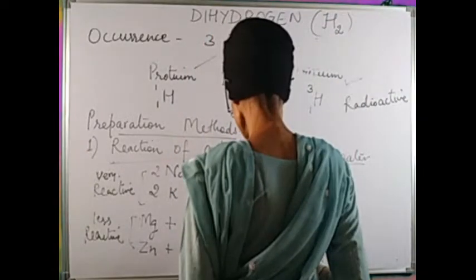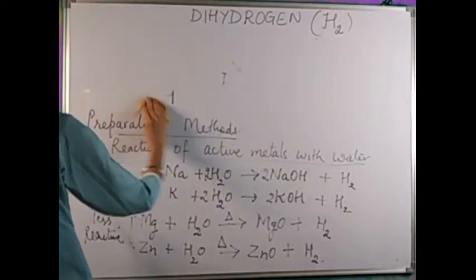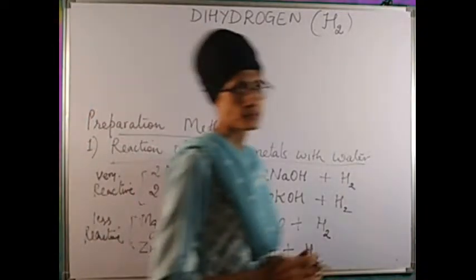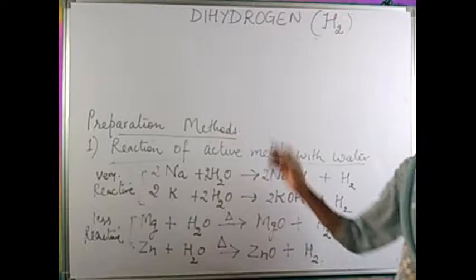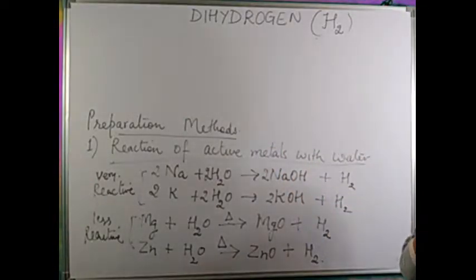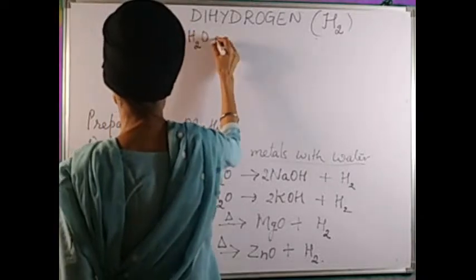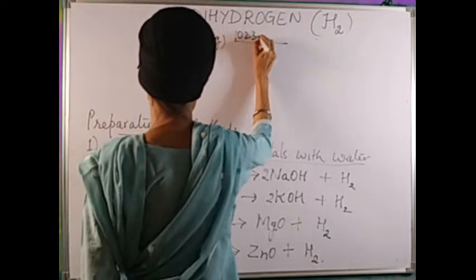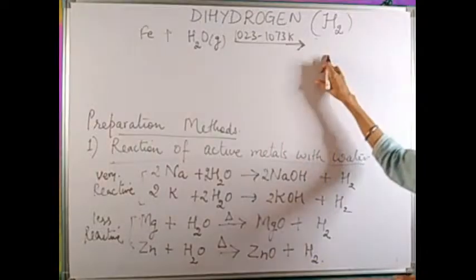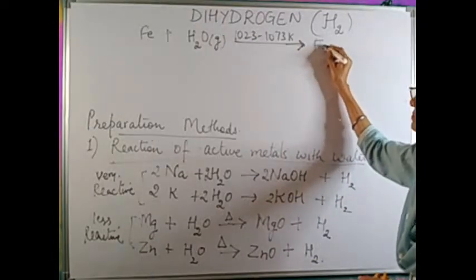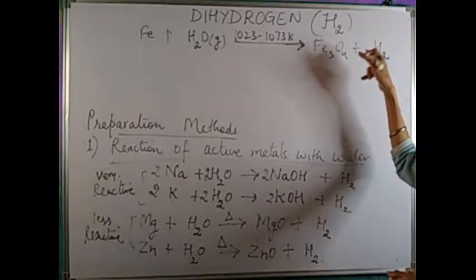Then there are a few metals which also react with water and dihydrogen is formed, but the reaction takes place at a very elevated temperature, or you can say the reaction is with steam, not actually with water. For example, the case of iron. Iron reacts with steam at a temperature of more than 1000 degrees, or 1000 Kelvin. This is gaseous water, means it is steam. There is formation of the oxide of iron plus dihydrogen gas. So here we balance it.